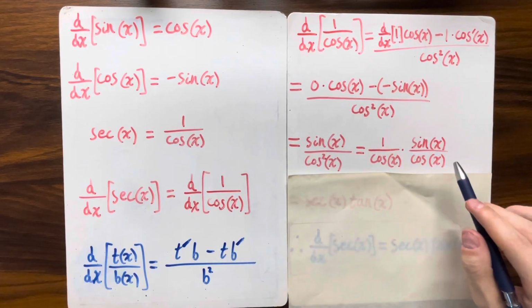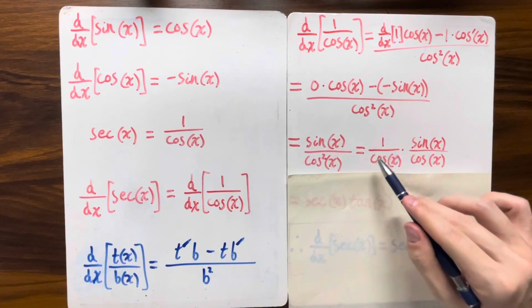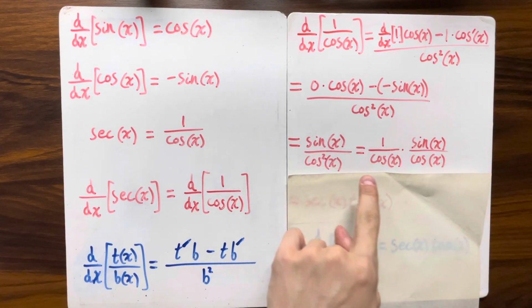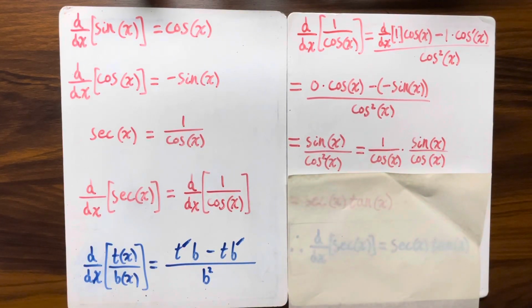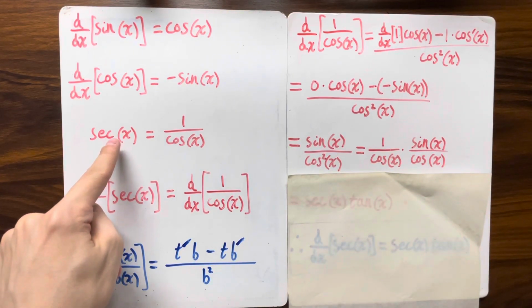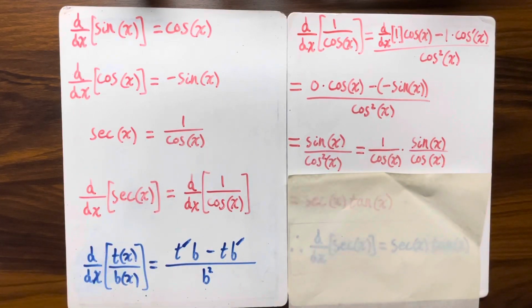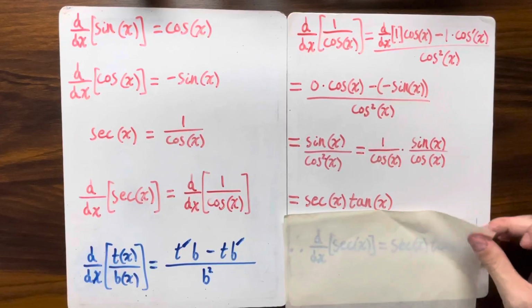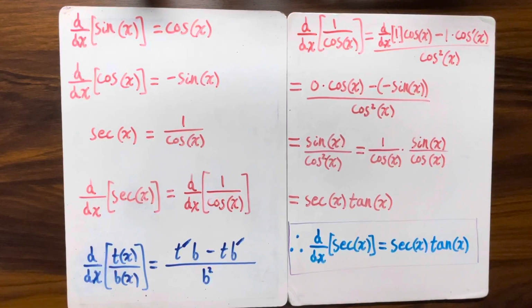This can be rewritten as 1 over cosine of x times sine of x over cosine of x, because cosine squared is cosine times cosine. And what is 1 over cosine of x? Well, it's secant of x. And what is sine of x divided by cosine? Well, that is tangent of x. So this is just equal to secant of x times tangent of x. So therefore, we can say that the derivative of secant of x is equal to secant tangent.